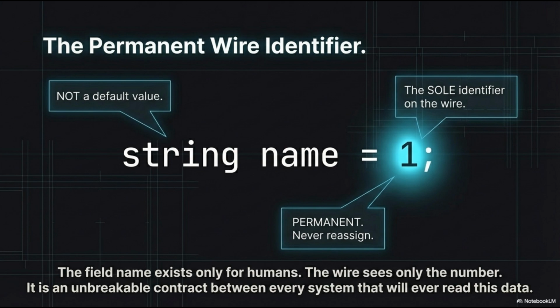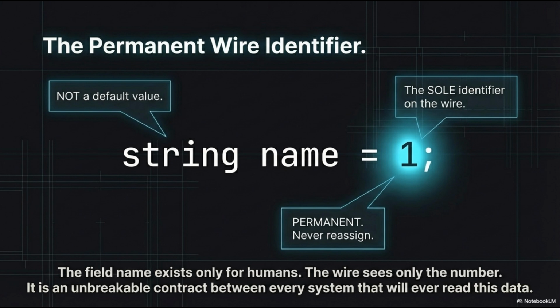But here, the field number is the permanent historical identity of the data itself. And the implications of that, I mean, it cannot be overstated because the number is the sole identifier on the network, right? Yes, it represents a strict, unbreakable contract between every system that has ever read or will ever read this data. Wow. Once you assign a field number to a specific piece of data and deploy it to production, you can never, ever reassign that number to a different field.